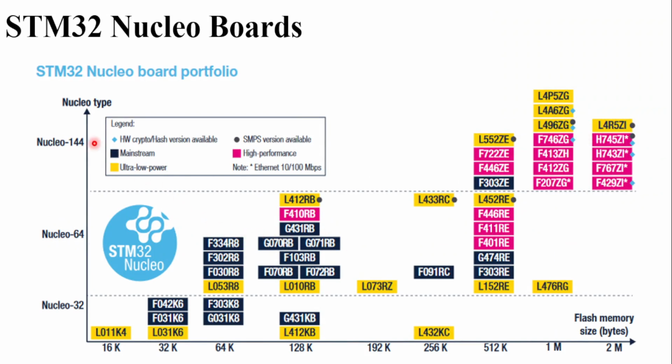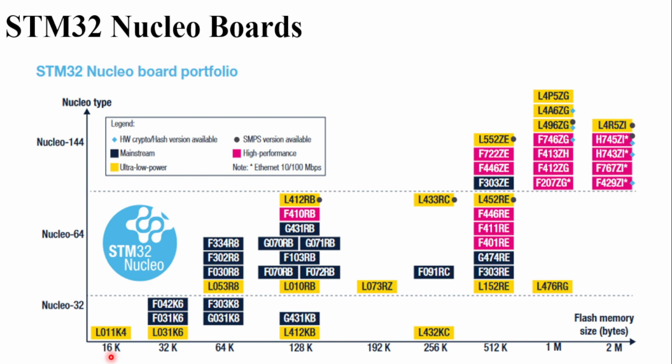First of all, Nucleo boards are developed by the STM32 series, and this microcontroller board can be of 32 pin, 64 pin, or 144 pin, and therefore they are known as Nucleo 32, Nucleo 64, and Nucleo 144. Secondly, we have to keep an eye on the memory available for our use.